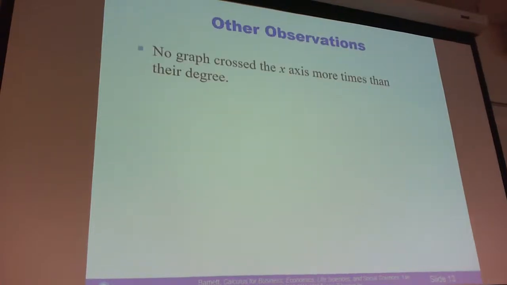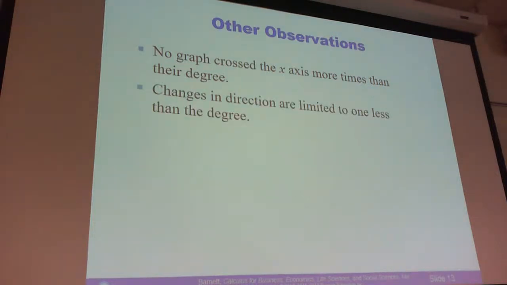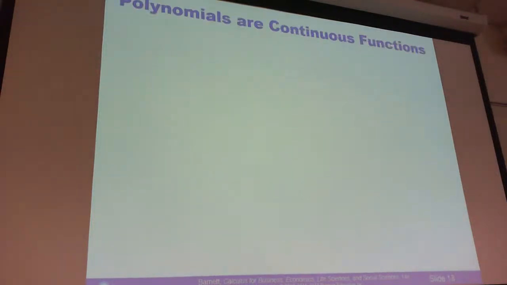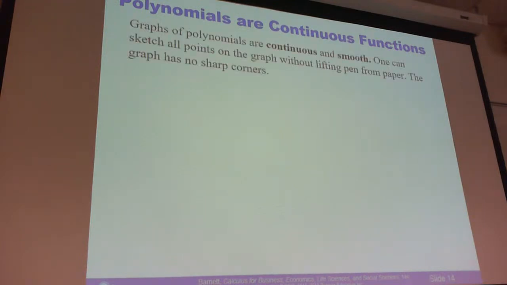Other observations. No graph crossed the x-axis more times than the degree. So if the degree is 6, it will not cross more than 6 times. Changes in direction are limited to 1 less than the degree. Polynomials are continuous functions.